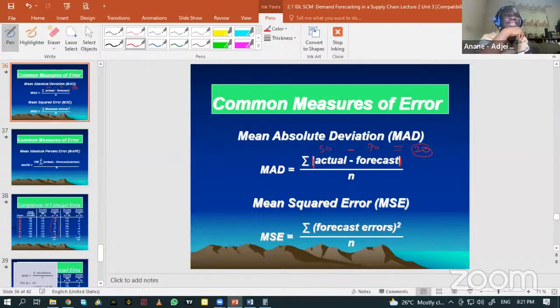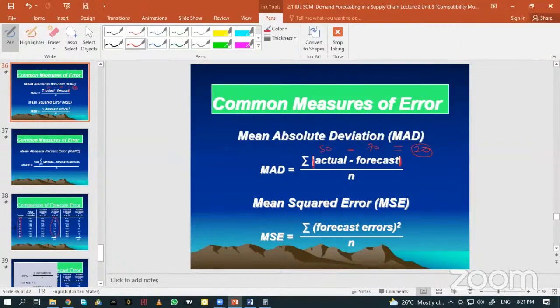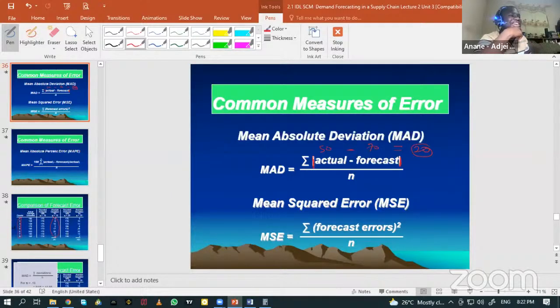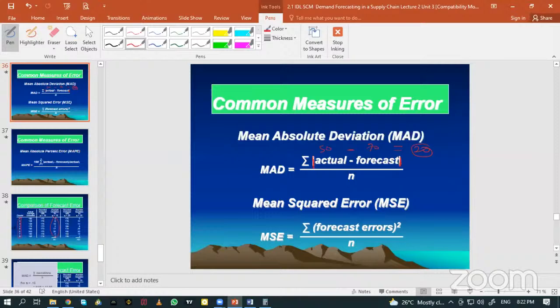Vivian. Hello, sir. Yes, dear. Please, my problem is, with the math, you said the formula is actual minus forecasted period. But with the calculation, I realized that you use the period to calculate. Then you use the absolute deviation to. I didn't get that one. That's where my problem is. I didn't know how you did the calculation.